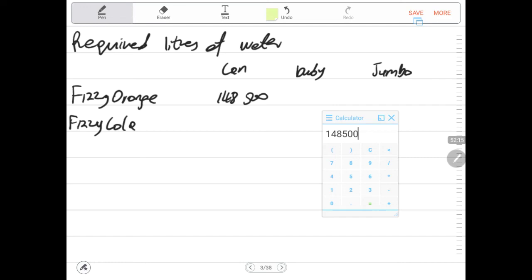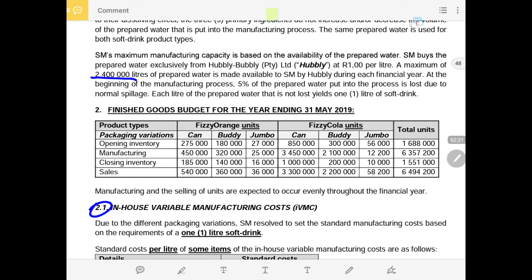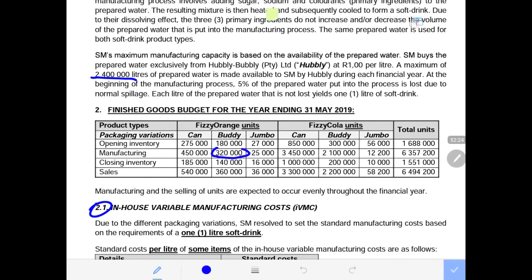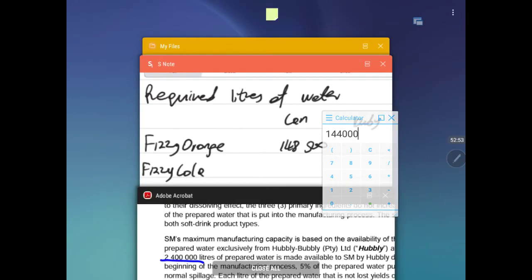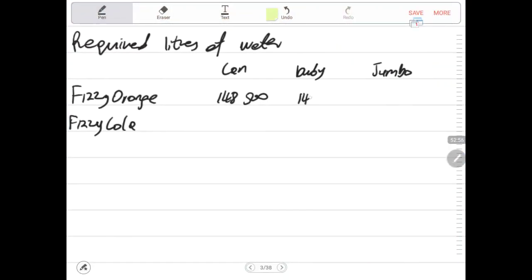Now we continue on that same note to the second product, Fizzy Orange. For the second product, we want to produce 320,000 units. Each unit of that 320,000 is multiplied by 450. Remember, 450 is what is required to complete 1 unit. This will be in milliliters, because we multiplied the units by 450 milliliters. Then we divide this by 1000, and this gives us the number of liters. That number of liters is 144,000.